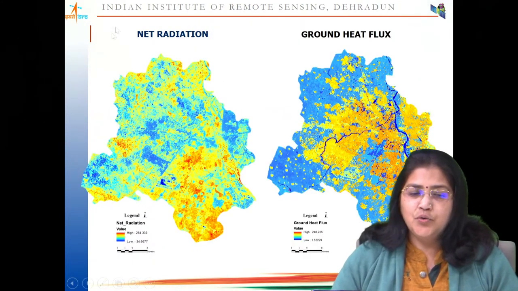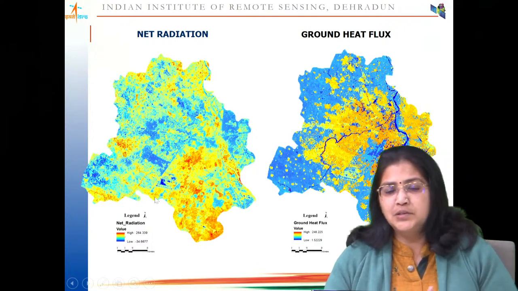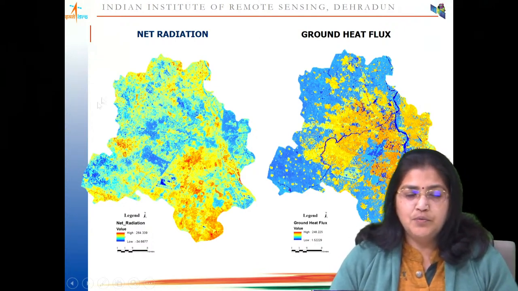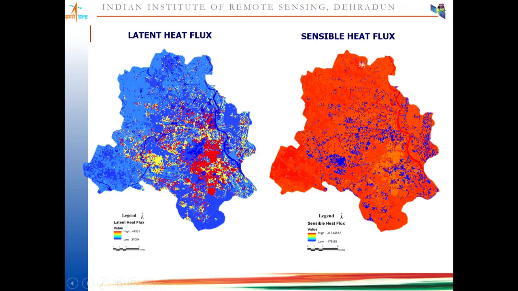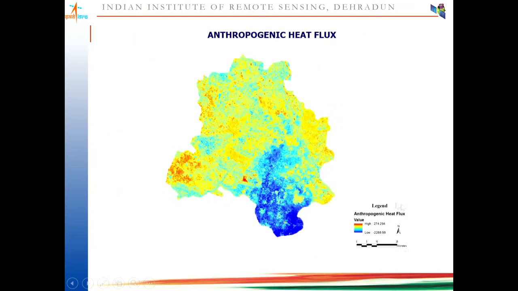Here you can see that this is based on a set of equations which has been derived over a period of time using thermal remote sensing data. From literature, we can compute this one. This is net radiation, ground heat flux, then latent heat flux, and then sensible heat flux. So based on this, we can compute anthropogenic heat flux. Anthropogenic heat flux is a residual energy flux, obtained after summation of latent heat flux, ground heat flux, and sensible heat flux, and then subtracting it from the net radiation.